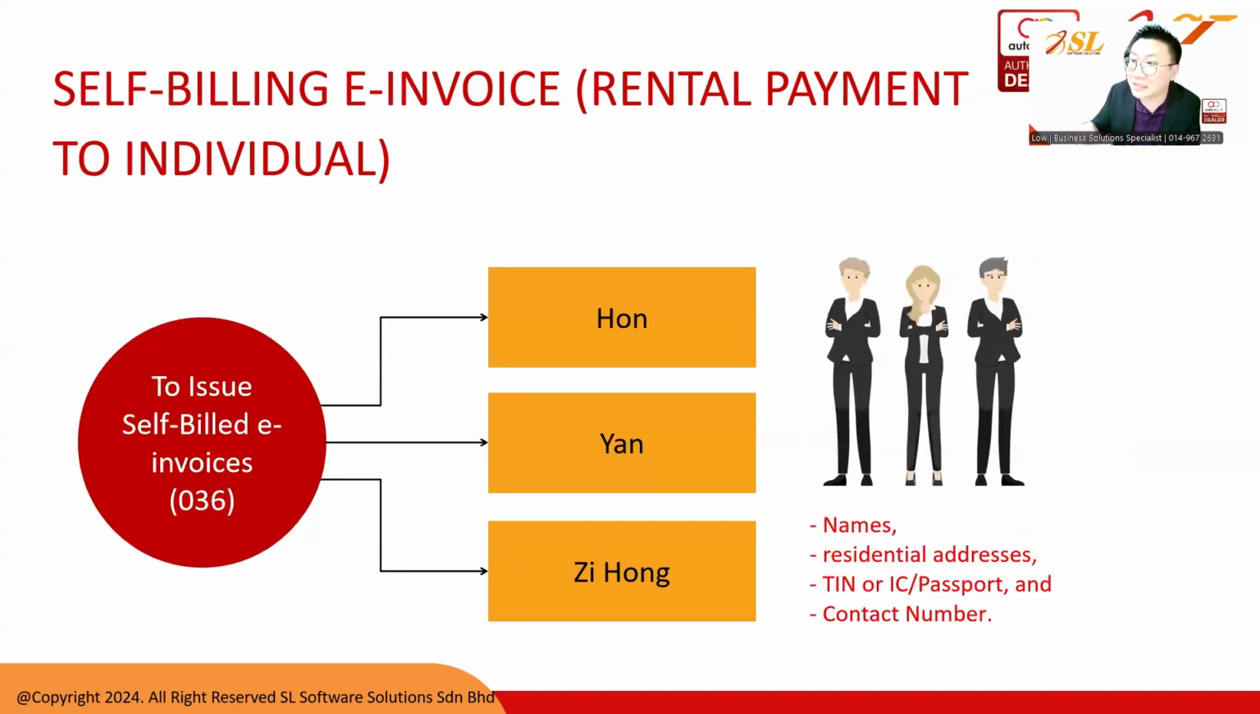I collect their IC, their address, their phone number, and their contact number. Minimum these 4 pieces of information. I need to self-bill 1,000, 1,000, 1,000 for each person. If, let's say, they do not agree with the portion, they say one person must be 2,000, then I put 2,500 for one and 2,000 for the other. This is the idea.